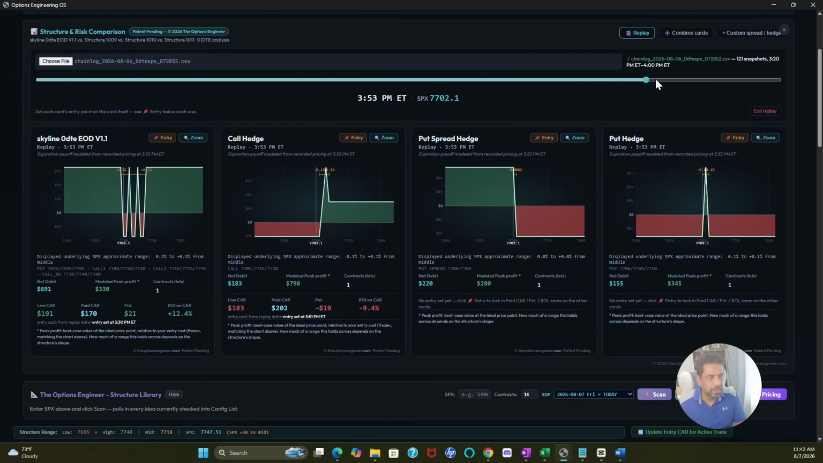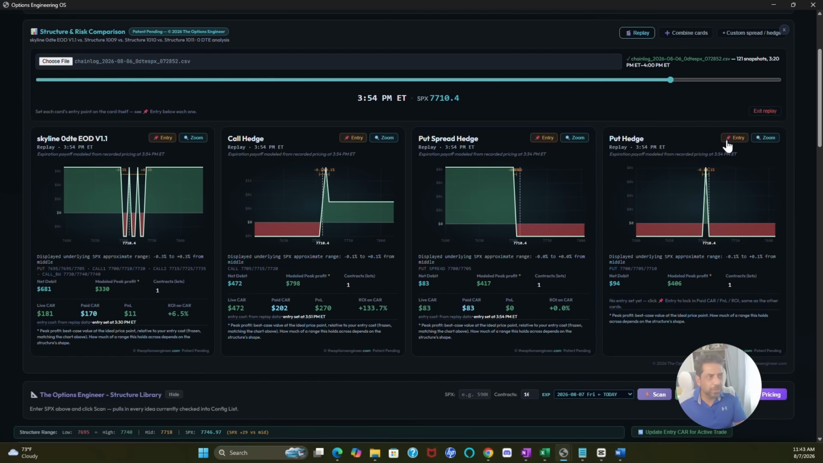As the market starts to move back up, this structure of the call hedge started becoming profitable, and it's also moving towards the center, one of the peaks of 7710. Now it's at 7710, and around this time I decide to add a put spread hedge, approximately at a similar time but slightly later in the snapshot, but we'll do it on the timeline here, and a butterfly.